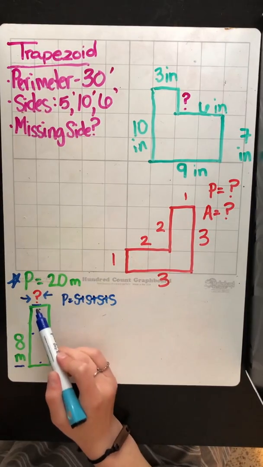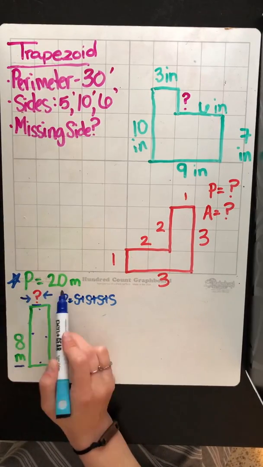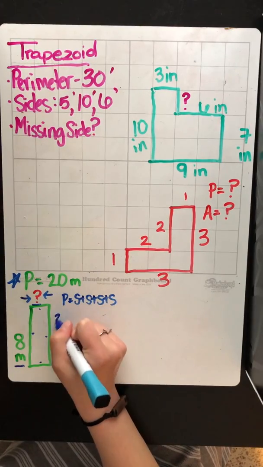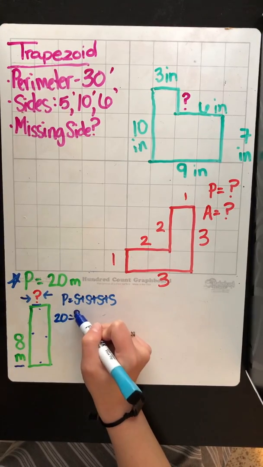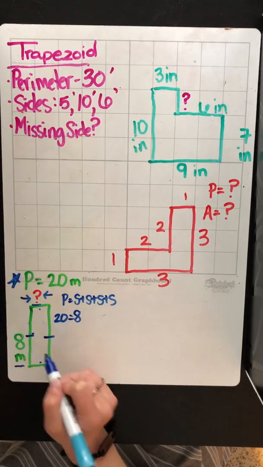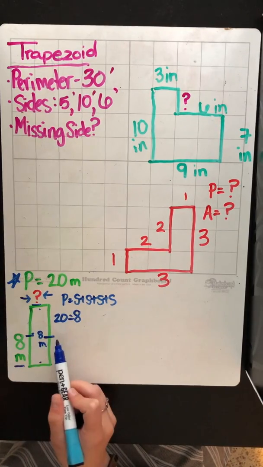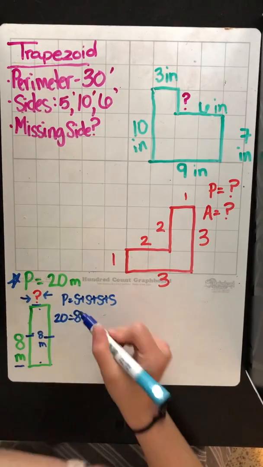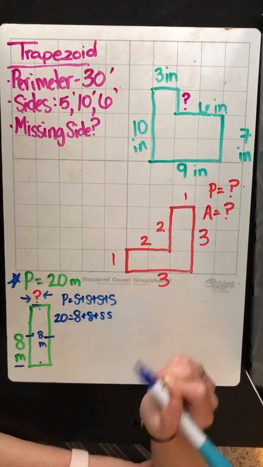Now, I don't know this side, but I do know this side. So I know that, and I also know my perimeter. They told us that our perimeter is 20 meters. So I'm going to plug in the numbers that I know. Now I do know this side length is 8. And if this side length is 8, I know that this side is also 8 meters because rectangles have equal opposite sides. So both of my sides will be equal, and then my top and my bottom will be equal. So I know 8 plus 8 plus my 2 sides that I don't know.